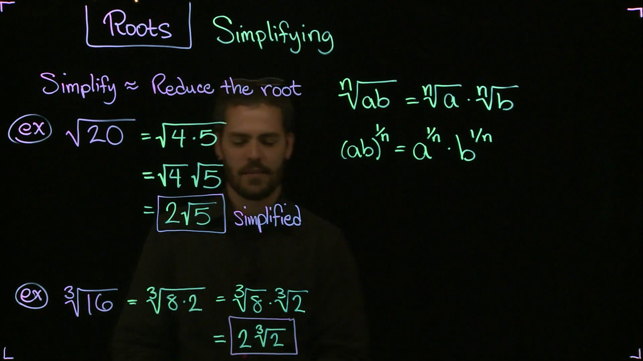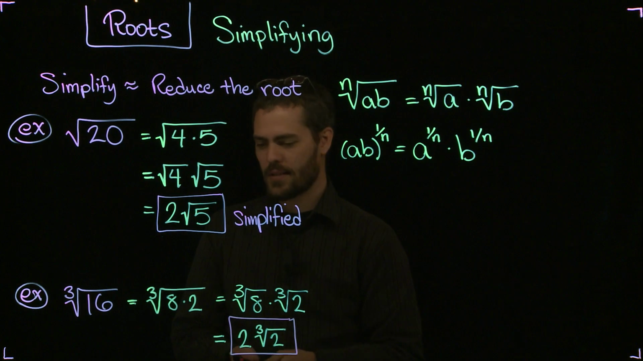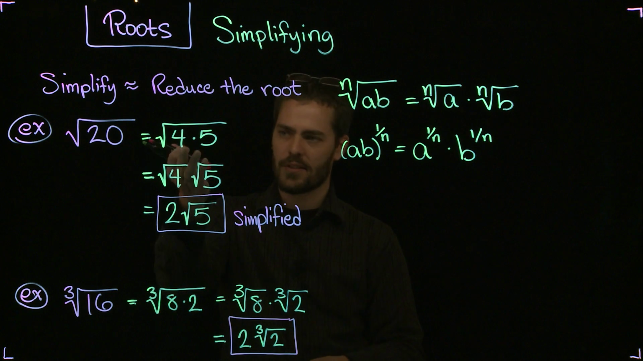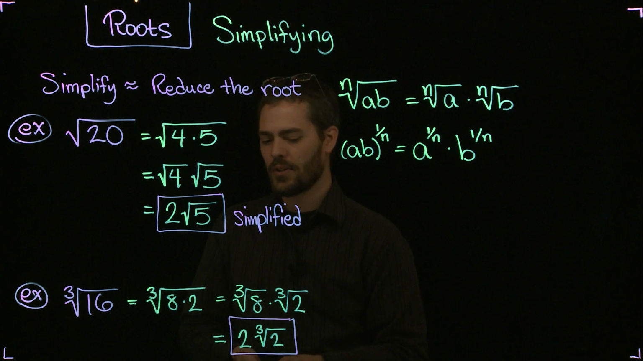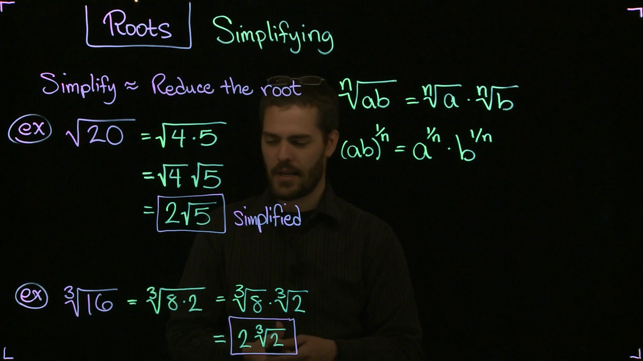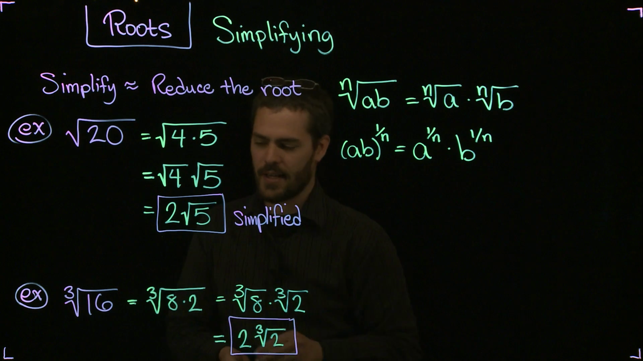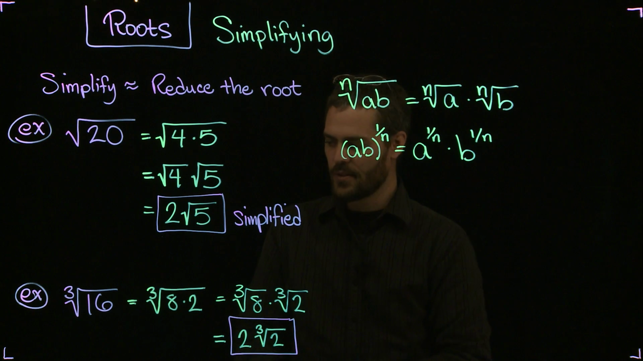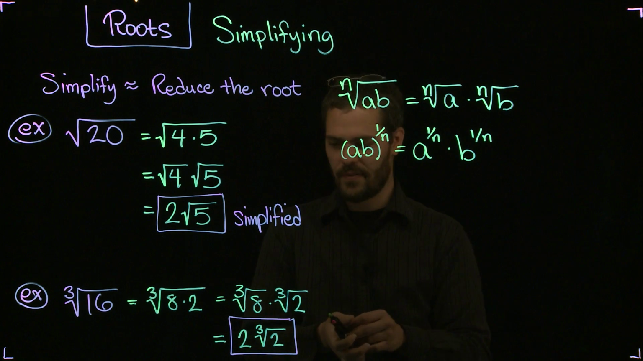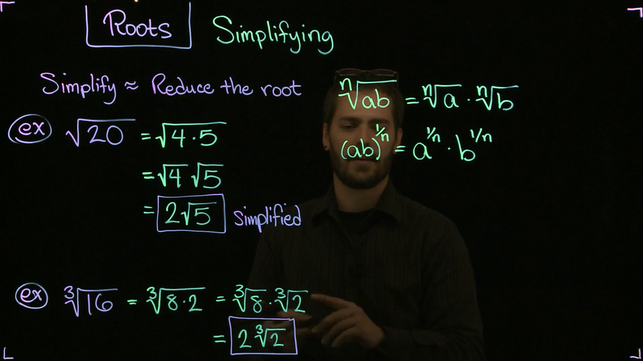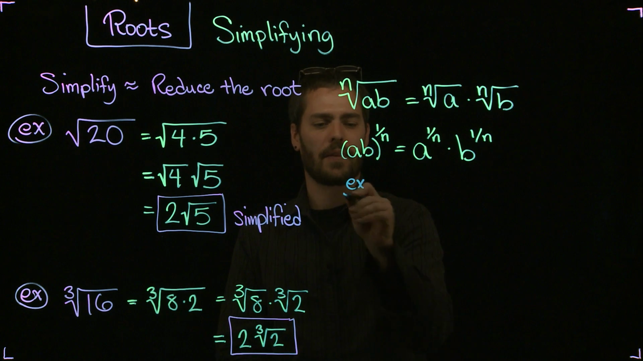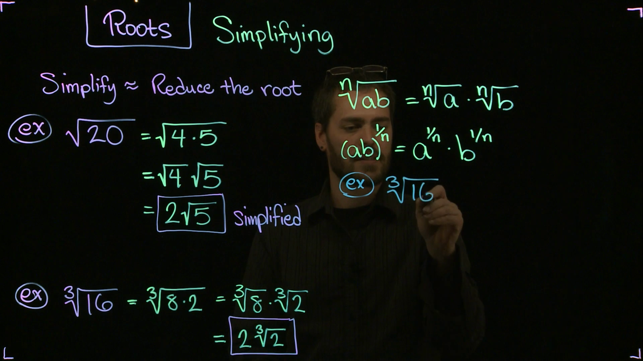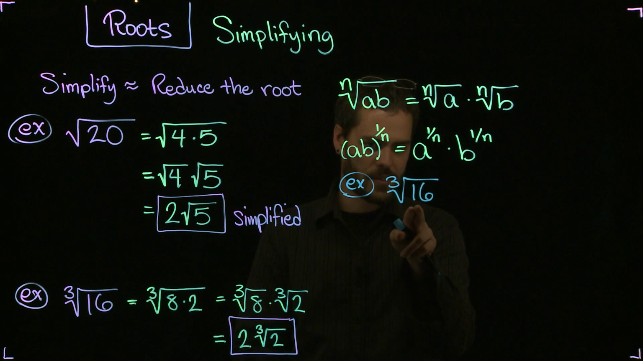Now there is a method, there is a way to do this if you didn't recognize right away the perfect cube or the perfect square. And you could use prime factorization actually to accomplish the task. And let me use that same example, the one we just did, the cube root of 16, to show this prime factorization way of doing things. So let me go back to this. Cube root of 16, and I'm going to do the prime factorization of 16.